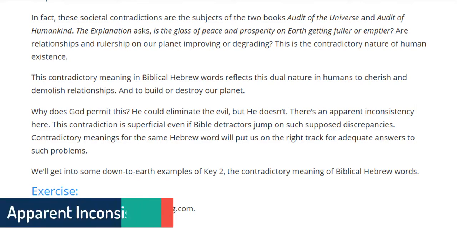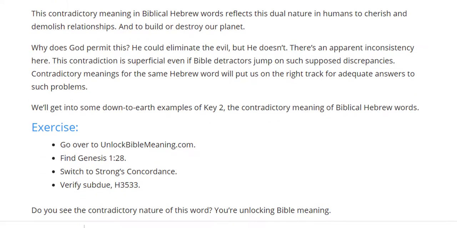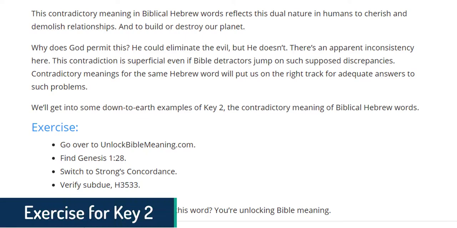He could eliminate the evil, but He doesn't. There's an apparent inconsistency here. This contradiction is superficial, even if Bible detractors jump on such supposed discrepancies. Contradictory meanings for the same Hebrew word will put us on the right track for adequate answers to such problems. We'll get into some down-to-earth examples of key 2, the contradictory meaning of biblical Hebrew words.